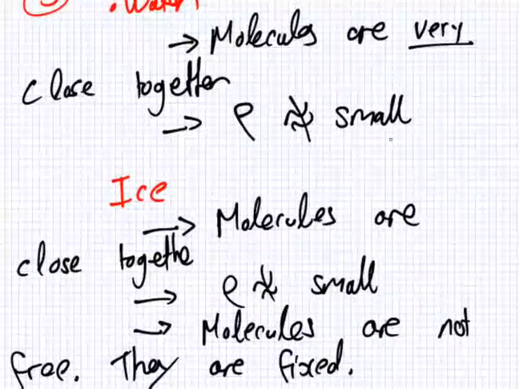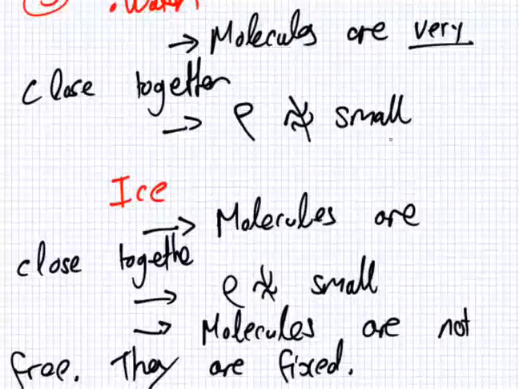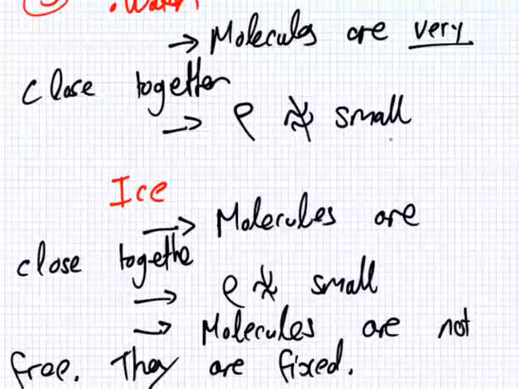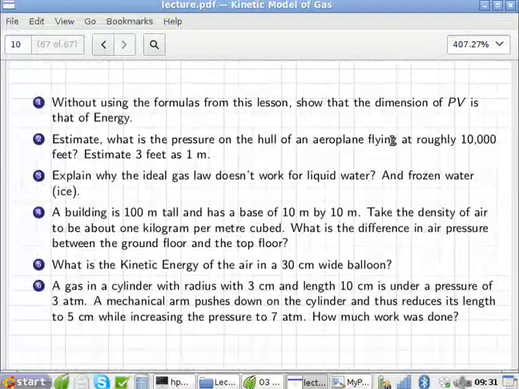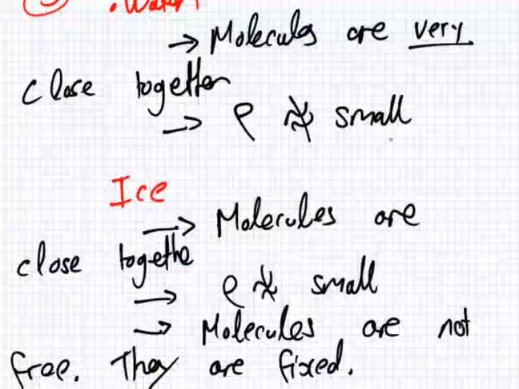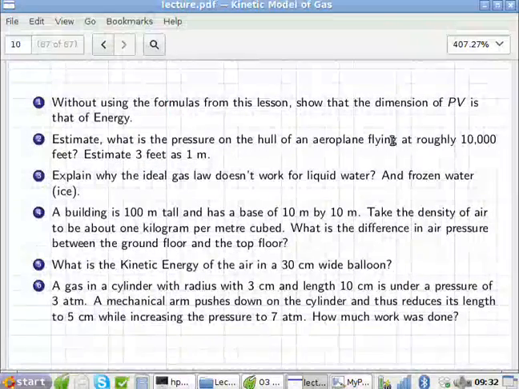Why doesn't the ideal gas law work for water as a liquid and a solid? So why can you not use the ideal gas law firstly for water? Do you remember with the ideal gas law you said that the particles must be far apart, not interacting much, occasionally colliding. So why does it not work for water?